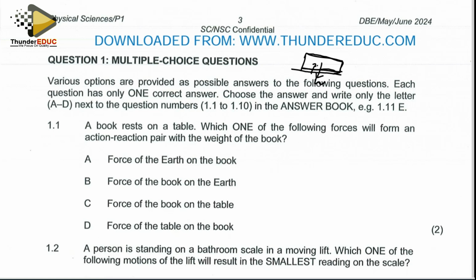So when we look at the options, they're telling us the force of the earth on the book. That's not true. The force of the book on the earth, that is also not true. The force of the book on the table, no. The force of the table on the book. So the correct option there would be option D. So I'll take D for question 1.1.